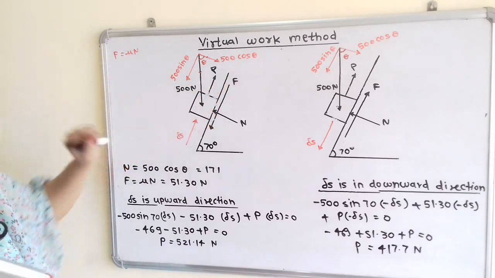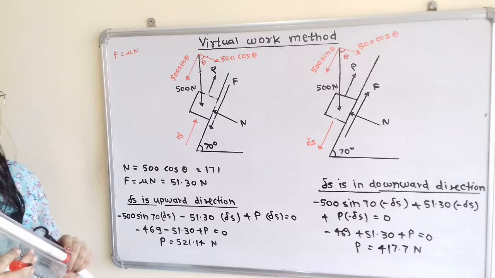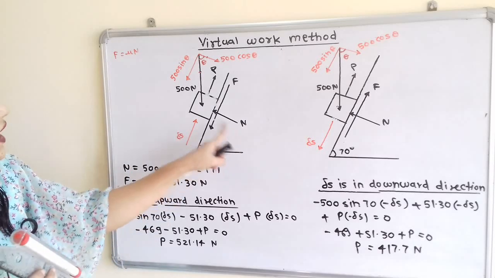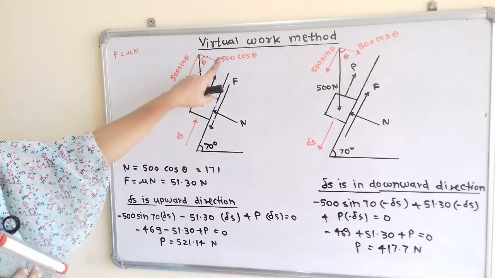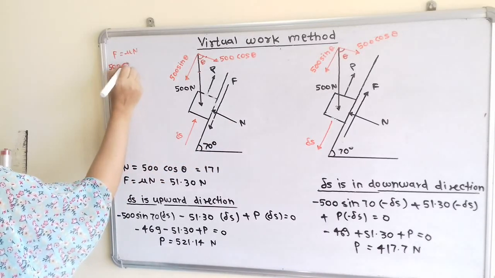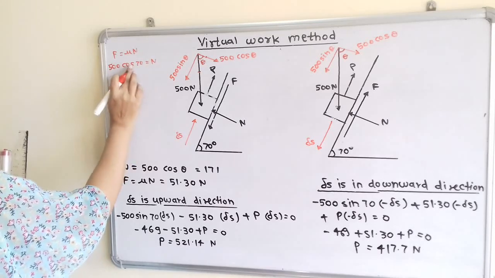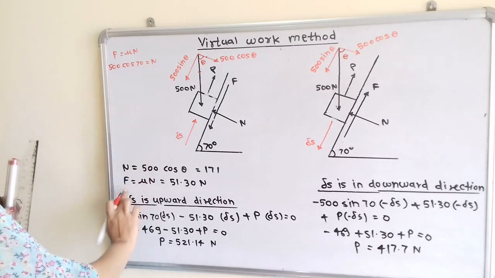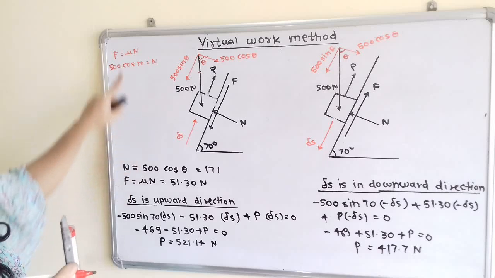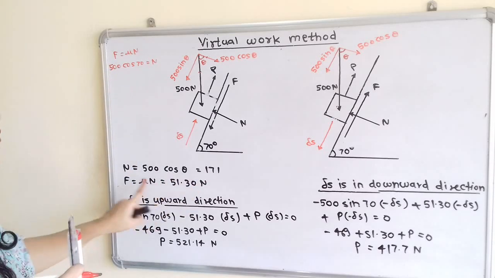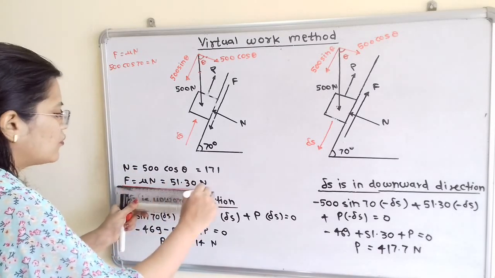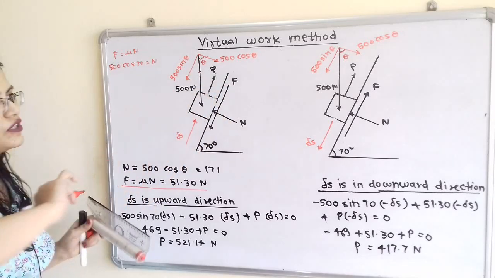So in this whole diagram, how many forces are perpendicular to the inclined surface? So here it is 500 cos theta and this N. Both are in opposite direction. So we can say that 500 cos theta is equal to N. So I will write here 500 cos of 70 is equal to N. If we solve this, then we will get N is equal to 171. So F is equal to mu, that is 0.3 into 171. So F is equal to 51.30 Newton. So this is the value of F we have to use in the calculation part.